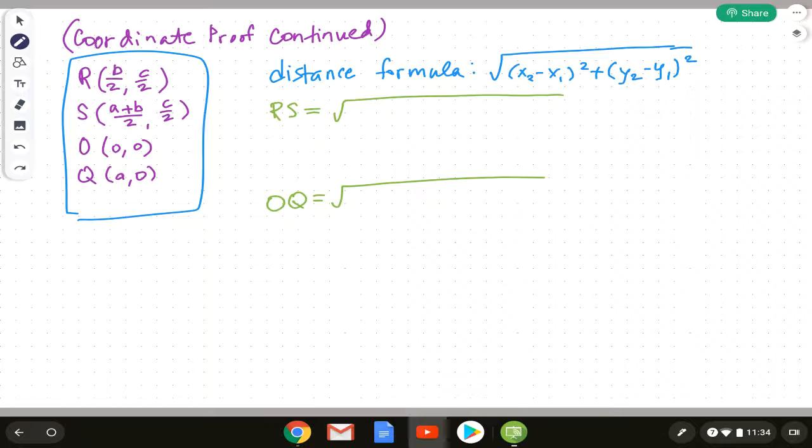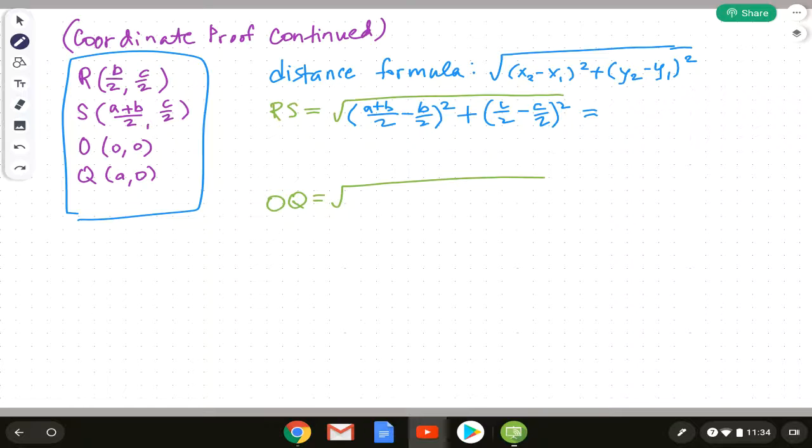So what I'm going to do is subtract their x coordinates and then square it, plus the difference of their y coordinates squared. So for RS, I'll be doing (a plus b over 2 minus b over 2) squared, plus (c over 2 minus c over 2) squared. Alright, and I'm going to take the square root at the end.